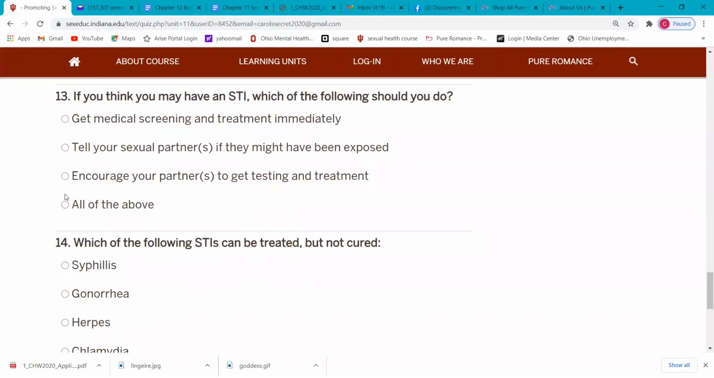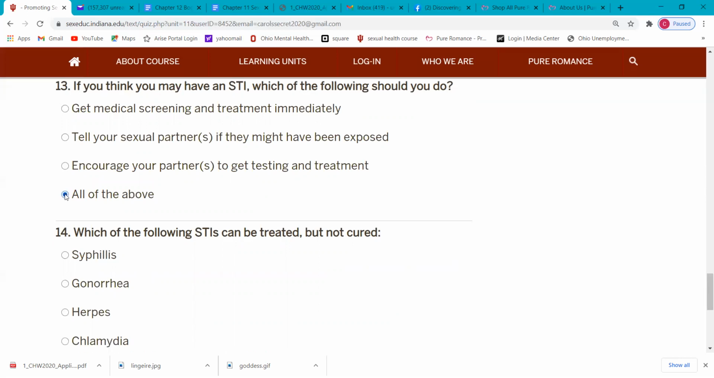Okay. So 13, if you think you may have an STI, which of the following should you do? What are you going to tell your people to do? Get medical screening immediately, tell your partner, encourage your partner to get tested and treatment, or all of the above? Let's go with all of the above. Get medical screening and treatment immediately. Tell your sexual partner if they might have been exposed. Encourage your partners to get testing and treatment.